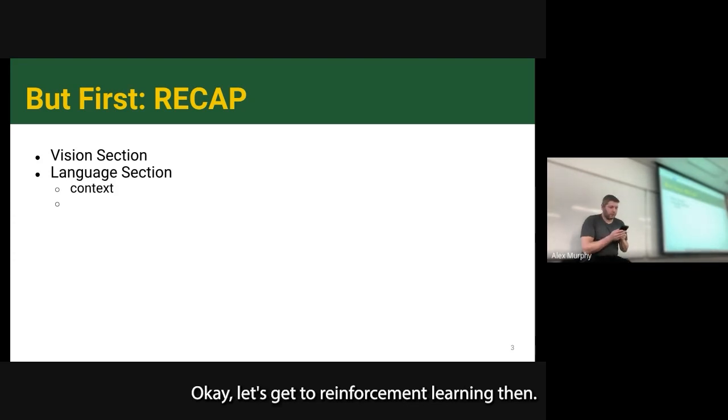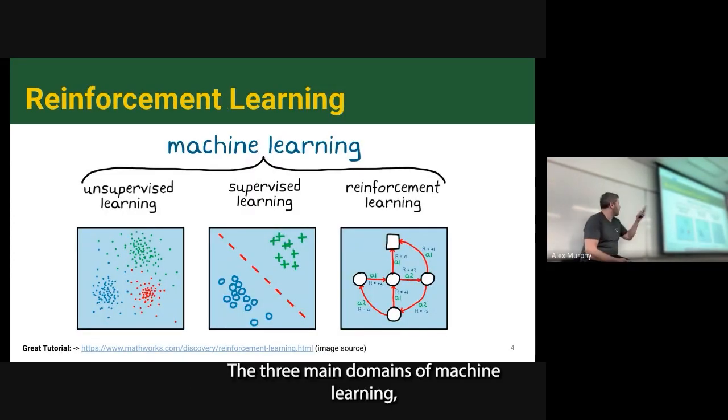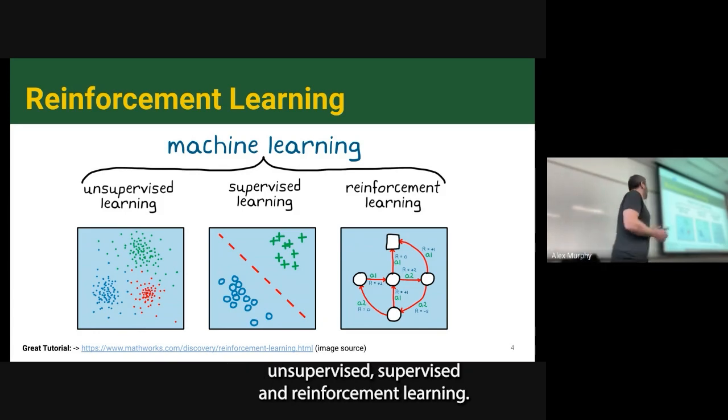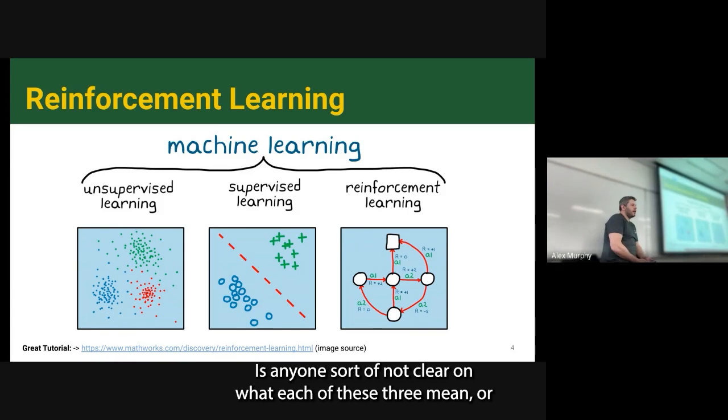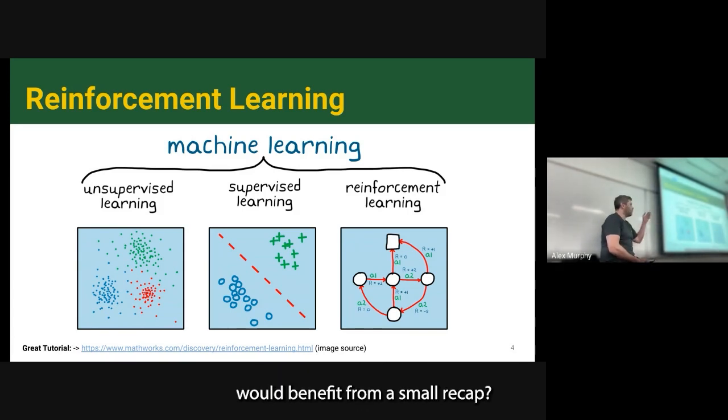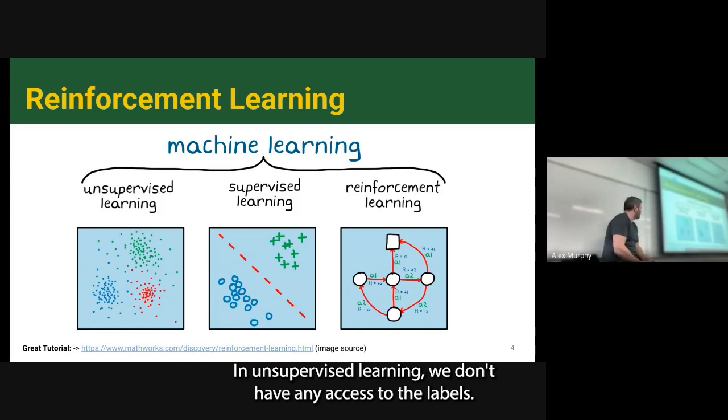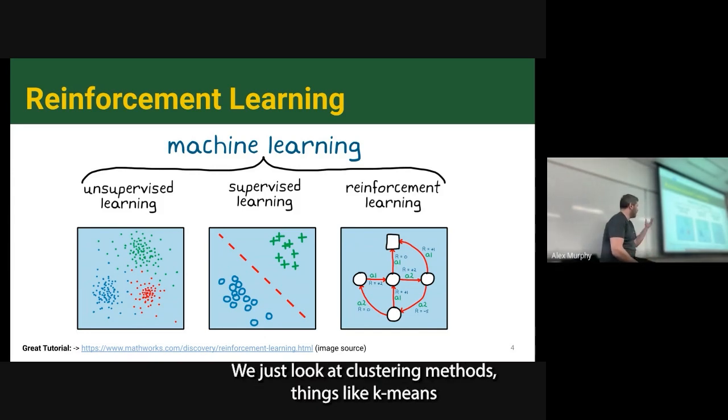Okay, let's get to reinforcement learning then. The three main domains of machine learning: unsupervised, supervised, and reinforcement learning. Is anyone not clear on what each of these three mean, or would benefit from a small statement? So in unsupervised learning, we don't have any access to the labels. We just look at, say, clustering methods, things like k-means.